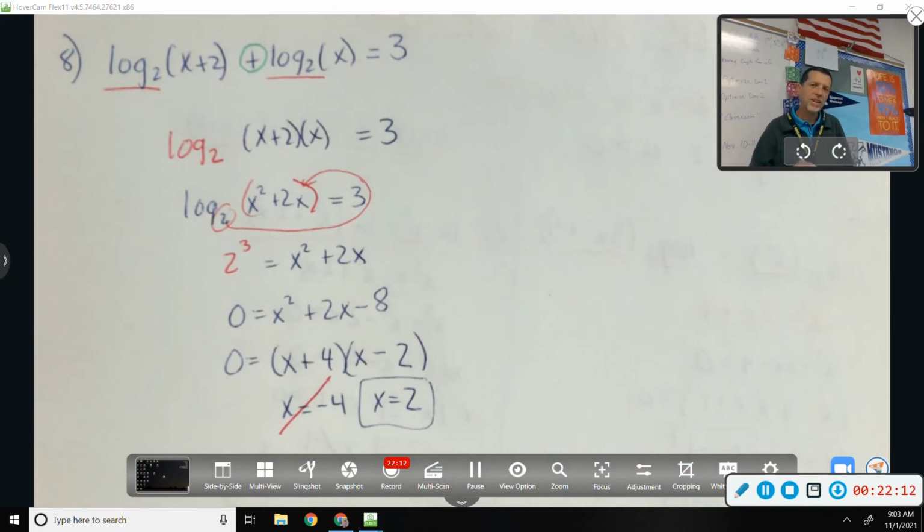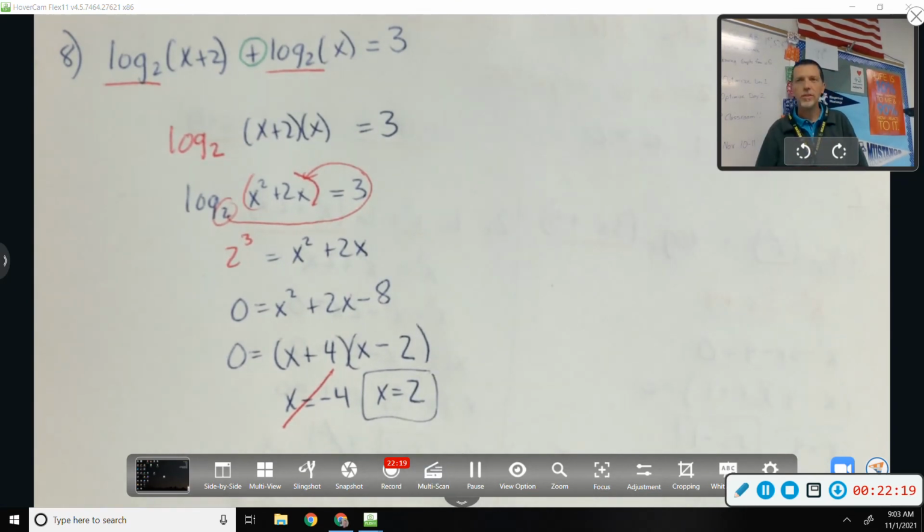If both of our answers don't work, then no solutions? Right. If neither answer works, if you mark them both out, then there are no solutions.